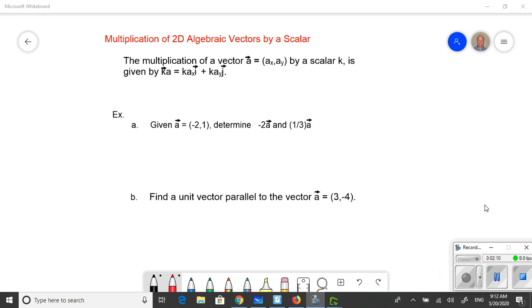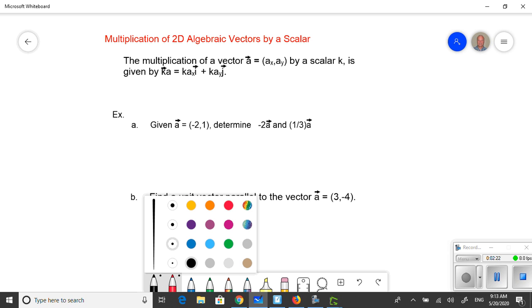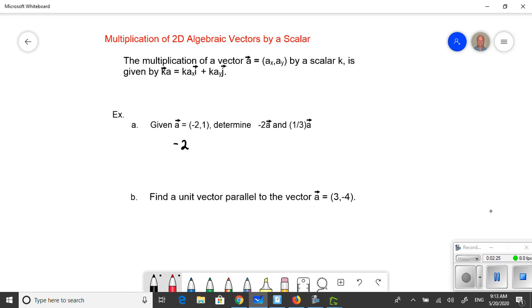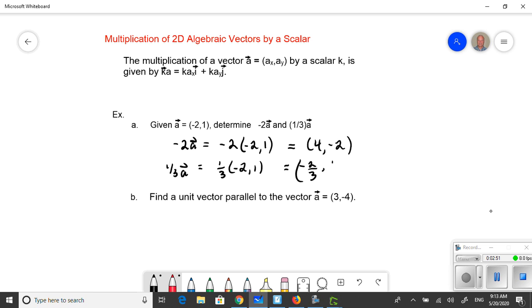And multiplication of vectors, again, is just something we've talked about here. So given the vector a, negative 2, 1, I'm going to determine negative 2a, and that's expressed like this. As we think, it seems kind of a silly section here, but it is what it is, and it's worth talking about. So I would have negative 2/3, and then comma 1/3.